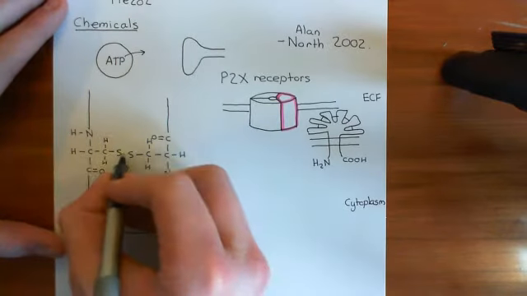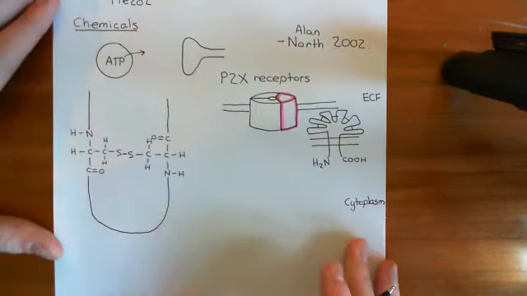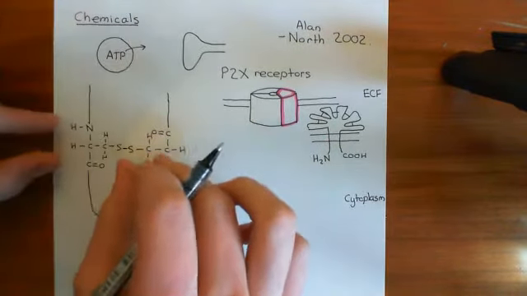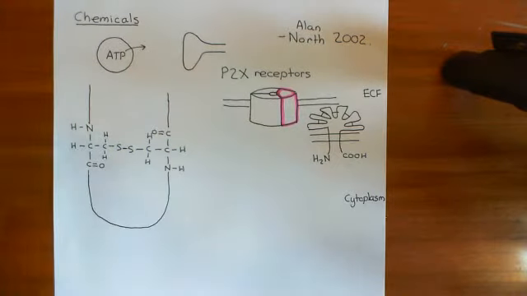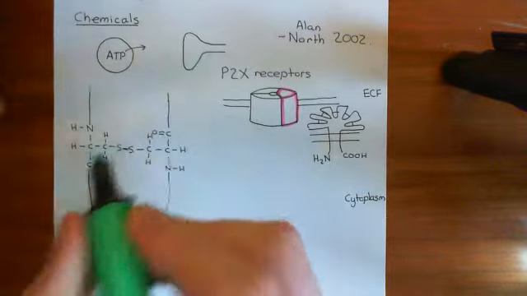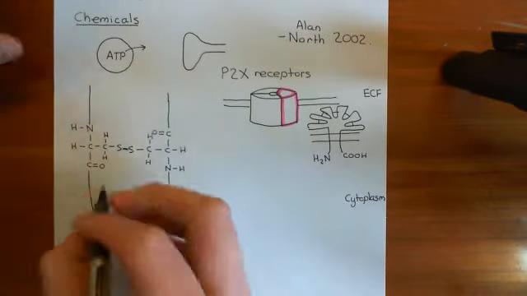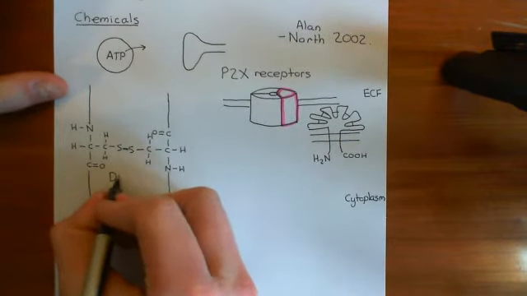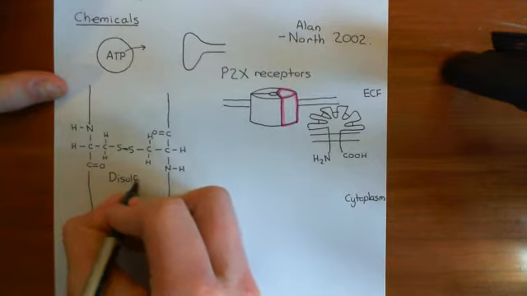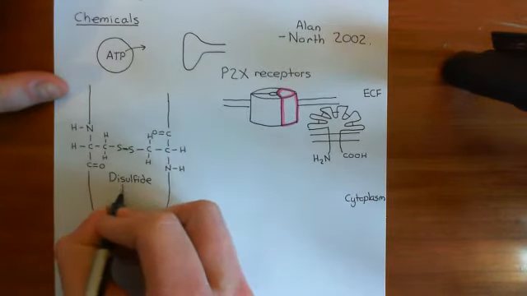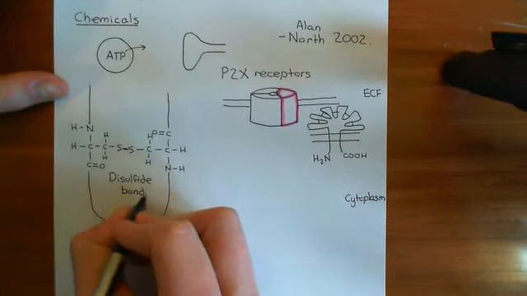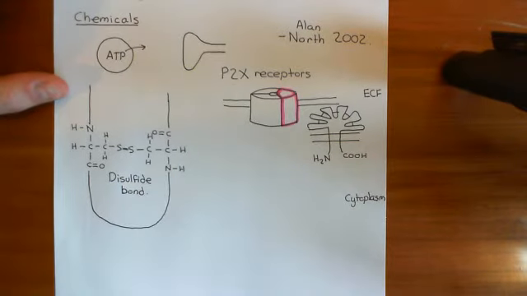Okay, and now what's going to happen is these two sulfur atoms within the R groups of these two cysteine residues are going to bind together, and that bond that you've got there between these two cysteines, that's known as a disulfide bond. So this is called a disulfide bond, or a disulfide bridge. Now, disulfide bonds are quite strong.